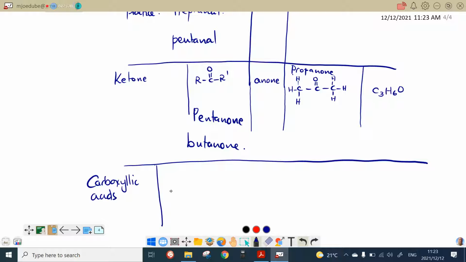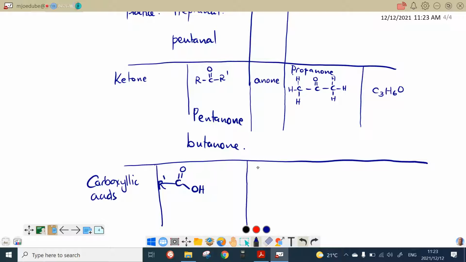The functional group of your carboxylic acid is the COOH group, and at this point you've got an alkyl or a hydrogen, so an alkyl chain, and then that is your COOH group, right?